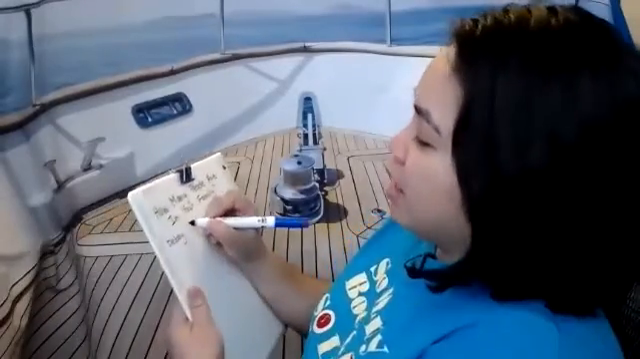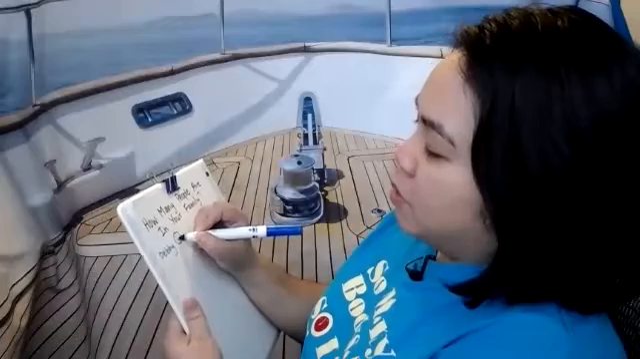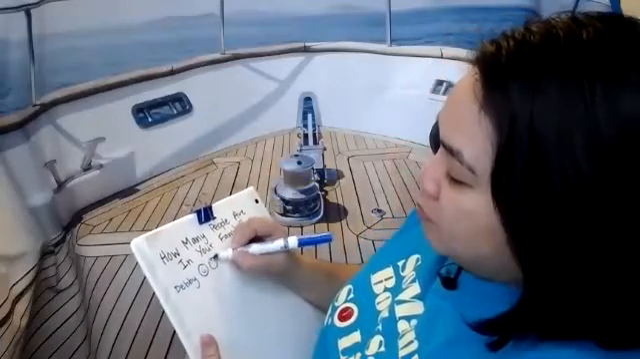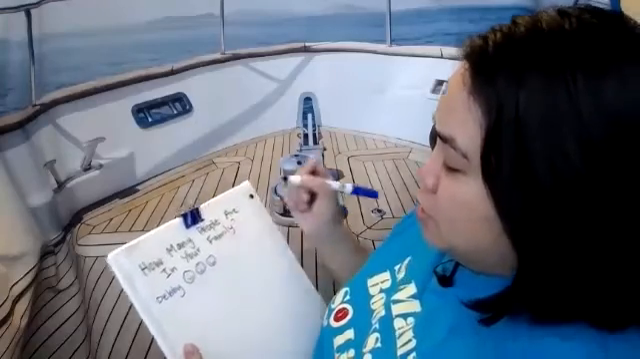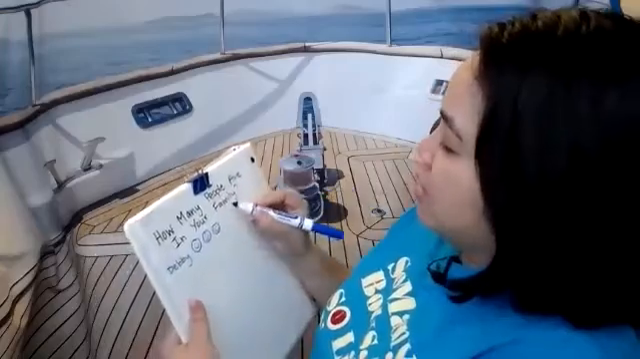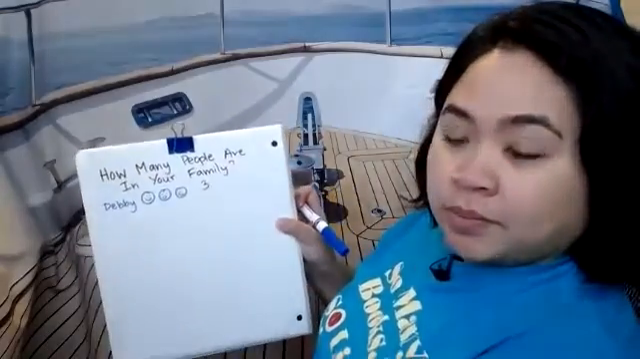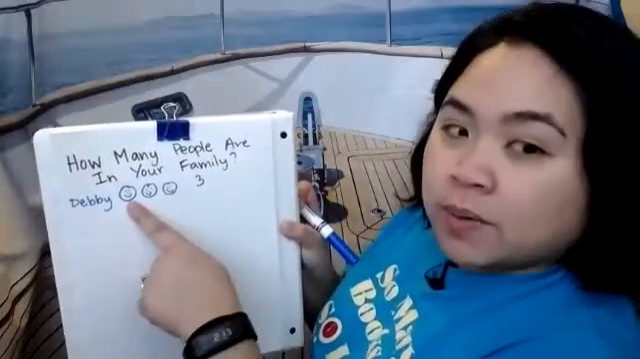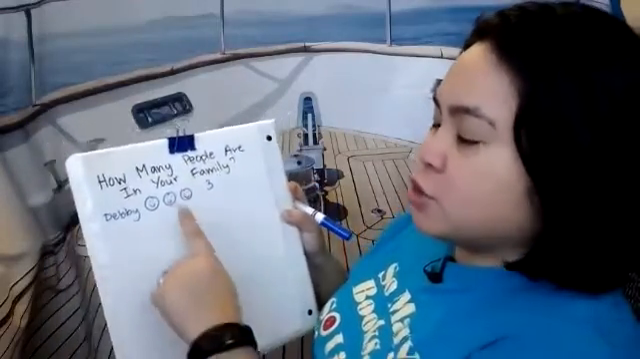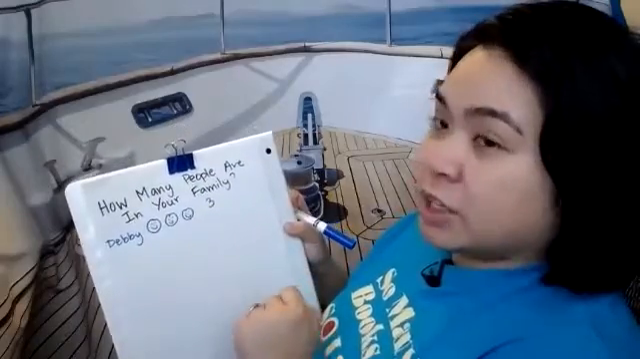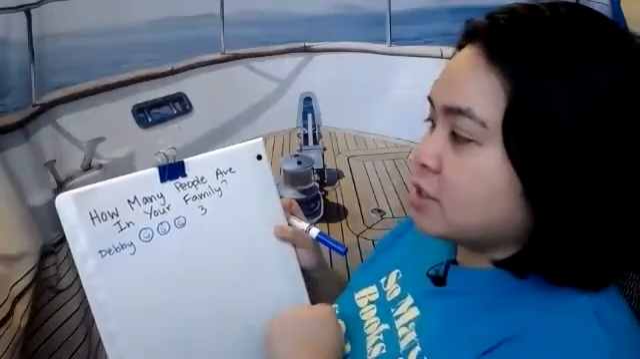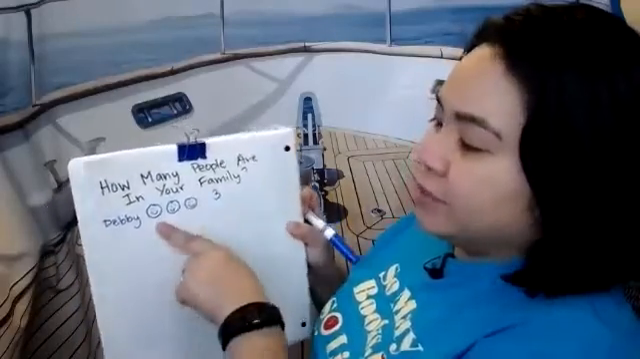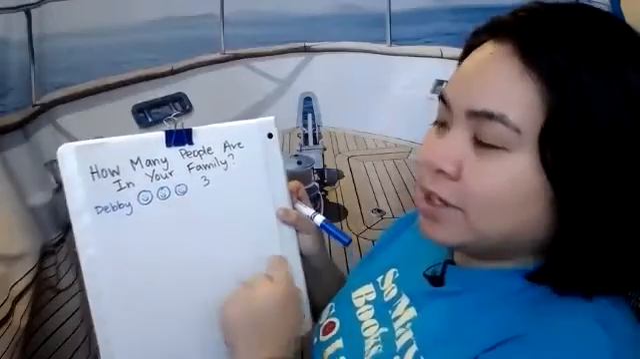So how many people are in your family? In my current family, that means in the house I live in right now, I have 1, 2, 3. I have 3 people in my family. So I'm just drawing little smiling faces. You can just have them do circles. They can do squares. You can make tally marks, which are just vertical lines. But this represents the 3 people in my family.